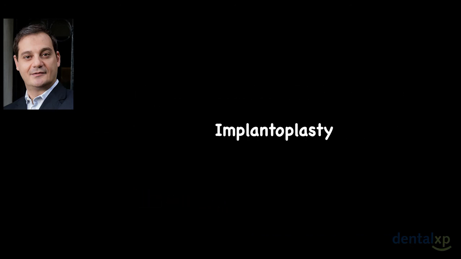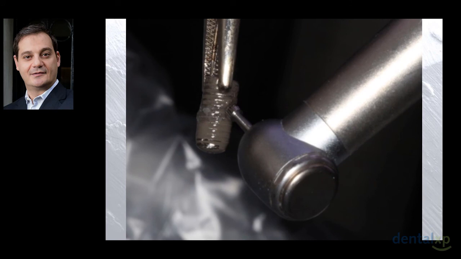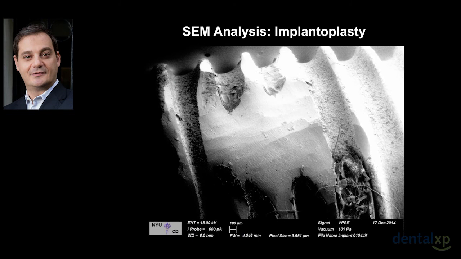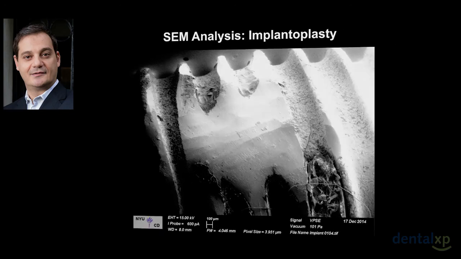So to go further, we took the second part of those implants and we subjected them to an implantoplasty. Here you can see we took a fine carbide and we just polished the surface of the implant, and we looked at them on SEM. Here it shows where we did a little bit of polishing of the surface close to a biofilm, and you can see the difference between a clean surface and the one with the biofilm.